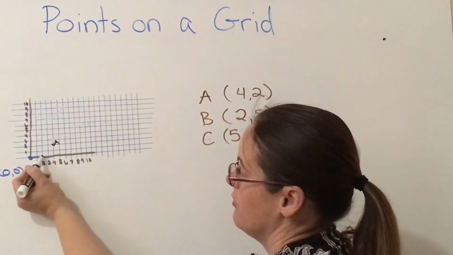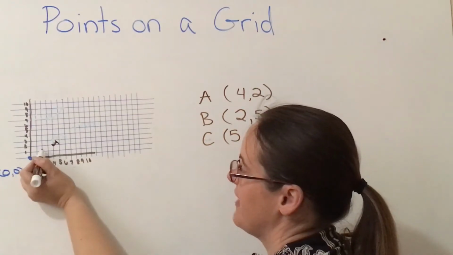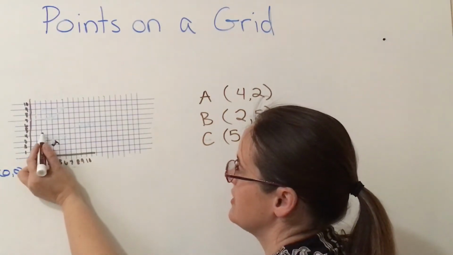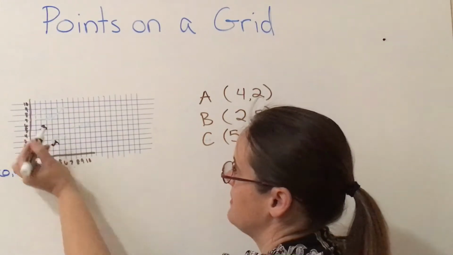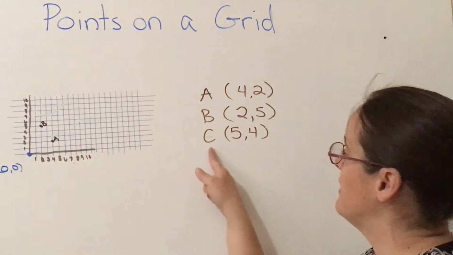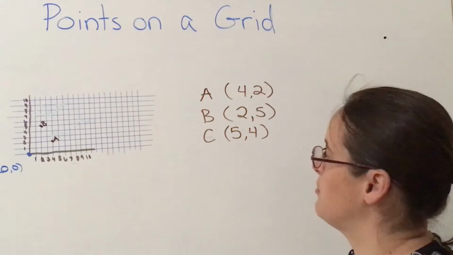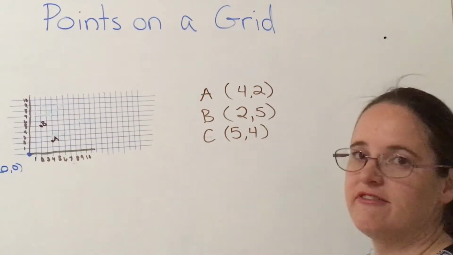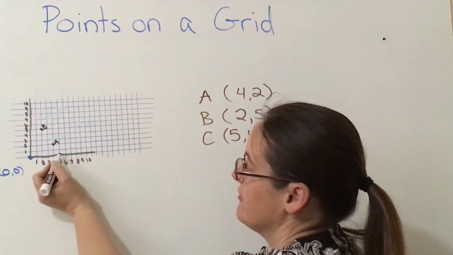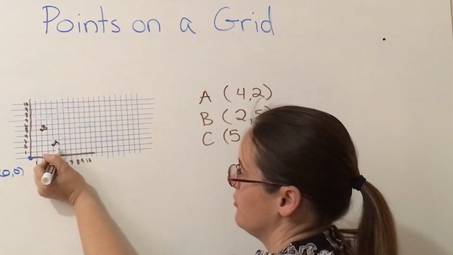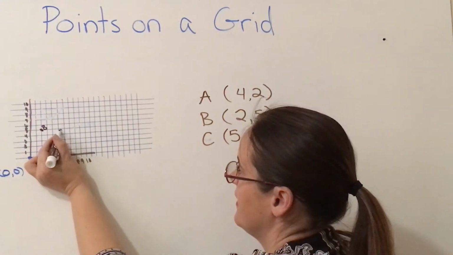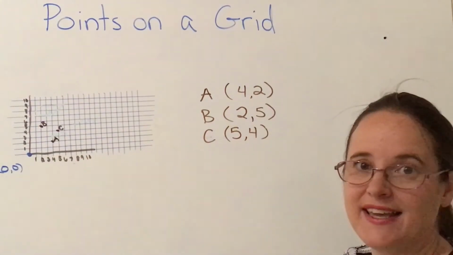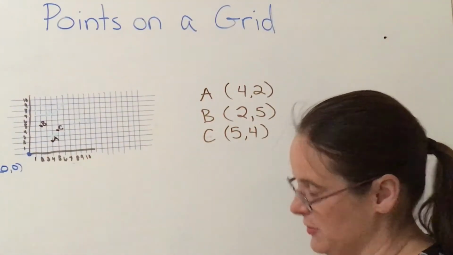Okay, point B is 2, 5. So I'm going to go over 2 and then count up 5. 1, 2, 3, 4, 5. And label that point B. My final point here is point 5, 4. So I go over 5 and then count up 4. 1, 2, 3, 4. And there is point C. So that's my next example.